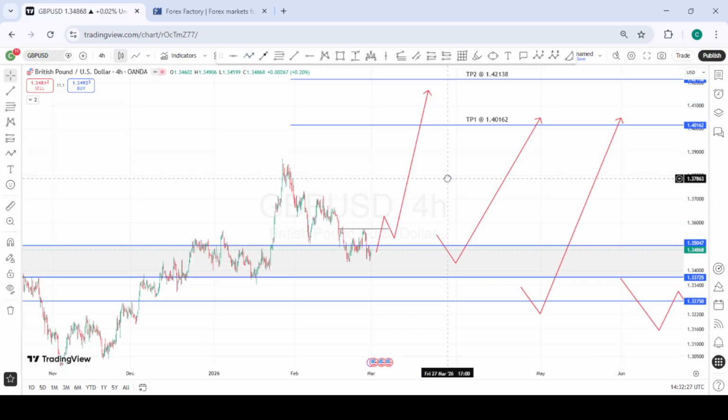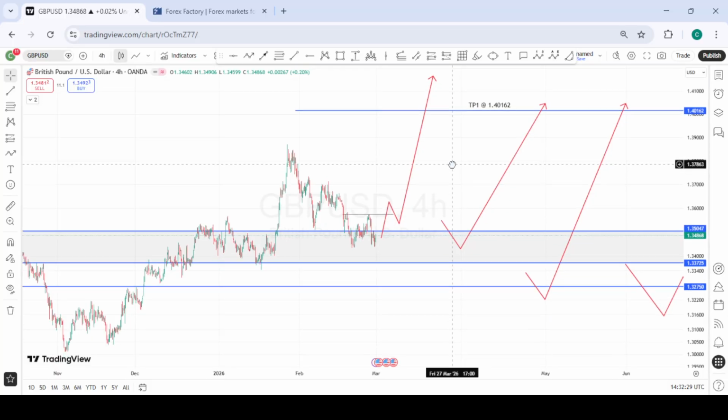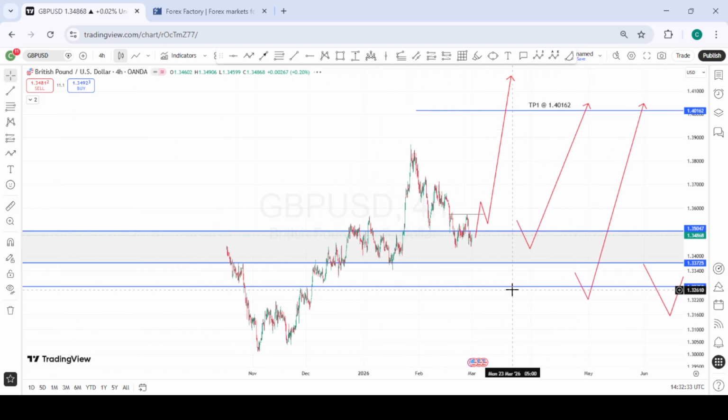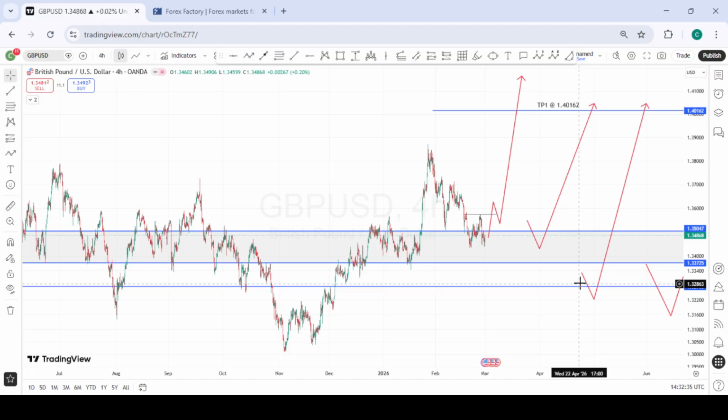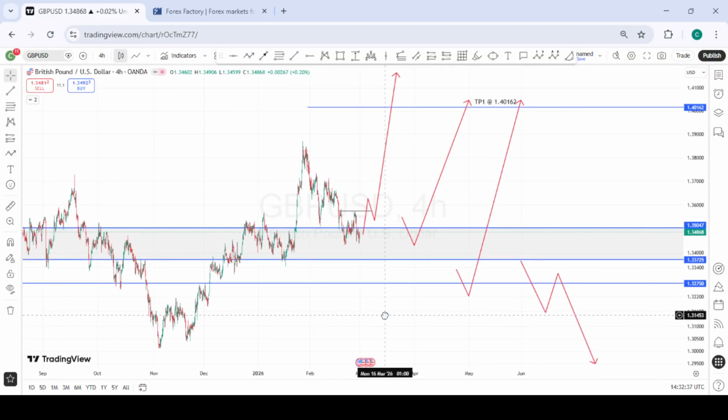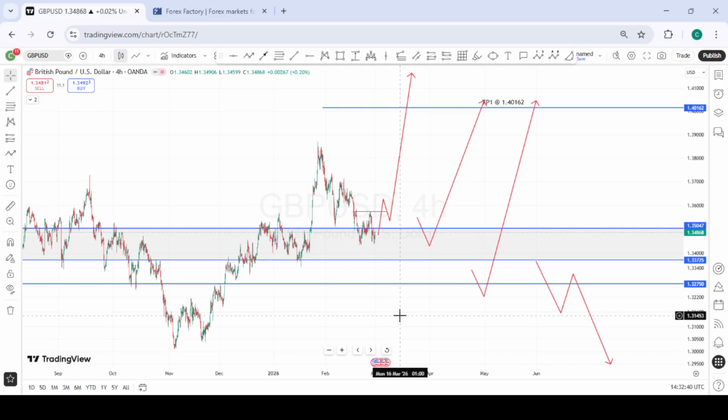So we are still bullish on GBPUSD. Price can also make its way all the way down to the second zone below to give us buying opportunities. So let's be patient and see how price develops before we can take action on GBPUSD.